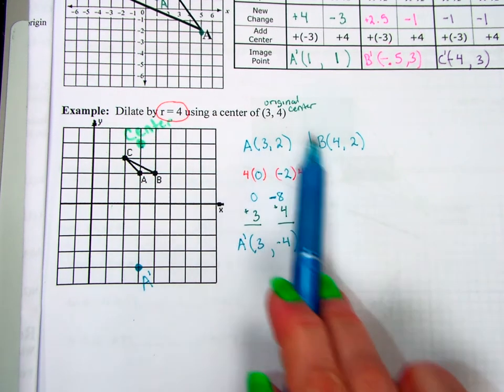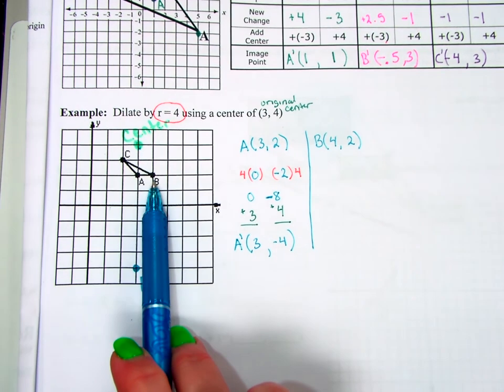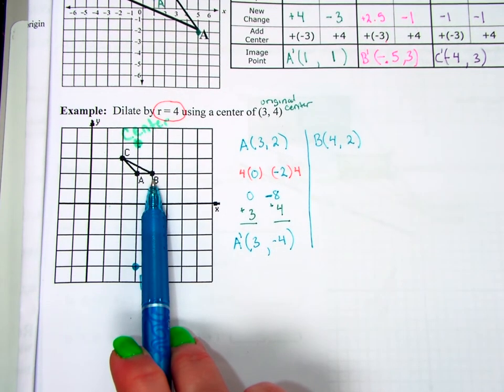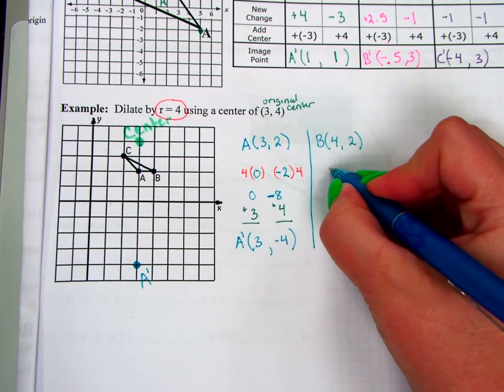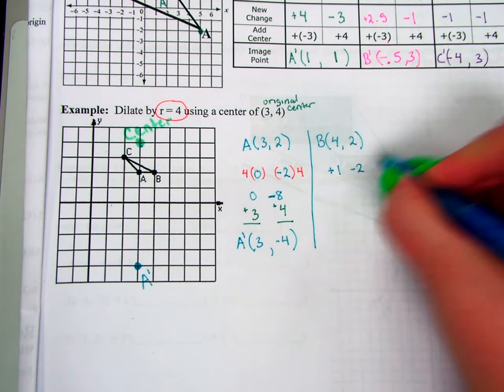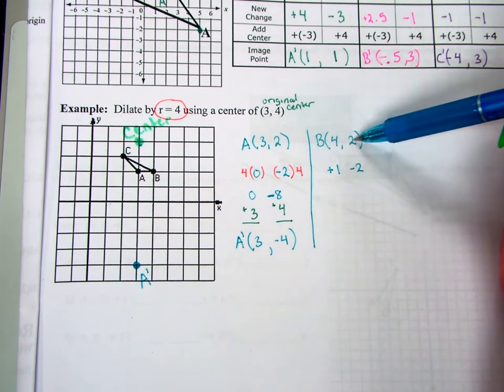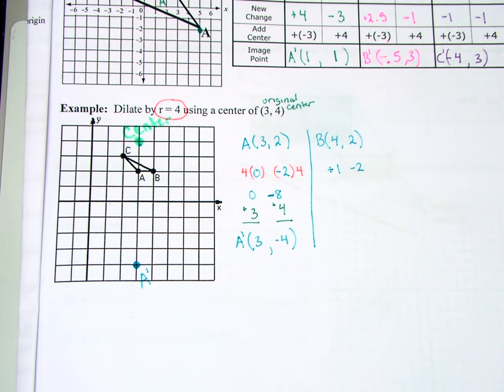So my original change to get from 3, 4 to 4, 2, what am I having to do? Over 1, down 2. So that's over to the right, so plus 1. And then down 2 is minus 2. And you can even kind of look here and say, oh, I have to add 1 and I have to take away 2. So you just compare your x's and y's also.